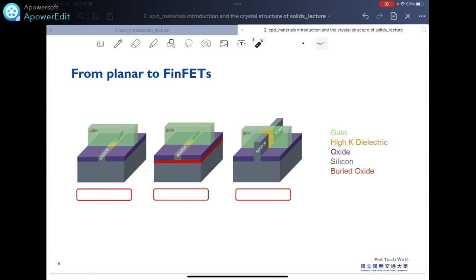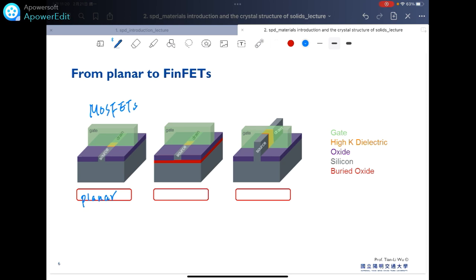Okay, so from planar to FinFET, I think right now everyone already has a little bit of a sense that the planar MOSFET is a very basic type of transistor. For very advanced technology, you already consider using this kind of three-dimensional device. That's what we call the FinFET. So the first one is MOSFET. The MOSFET is generally a planar device, because the carrier transport is just at the very surface, and the source and drain are put together, that's why we call this a planar device.